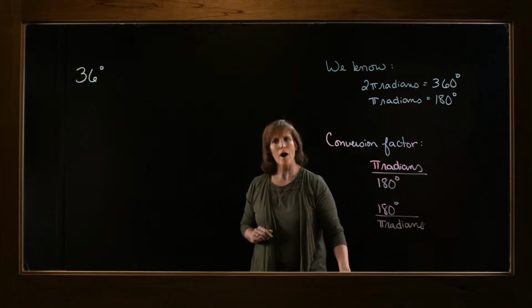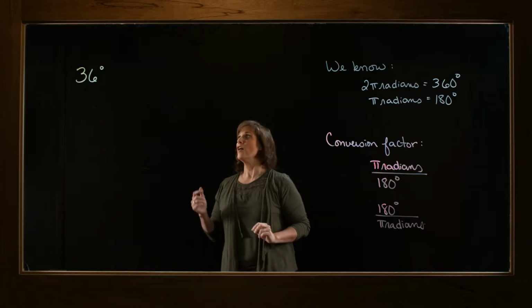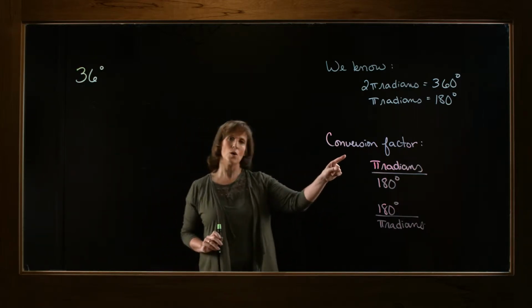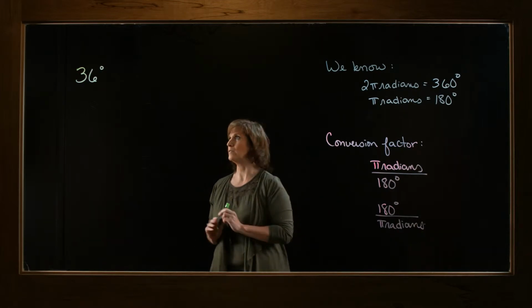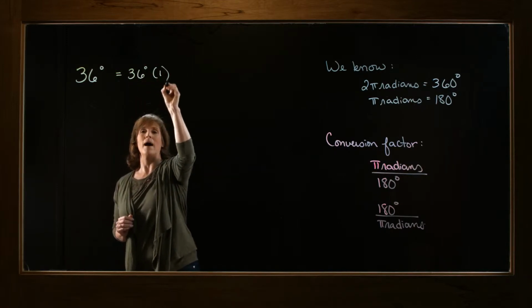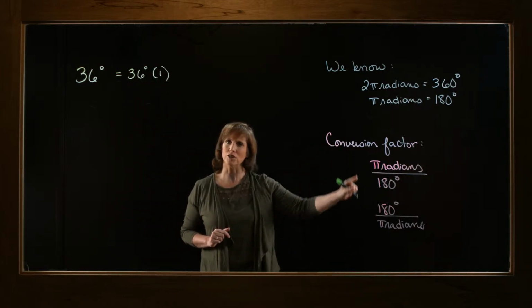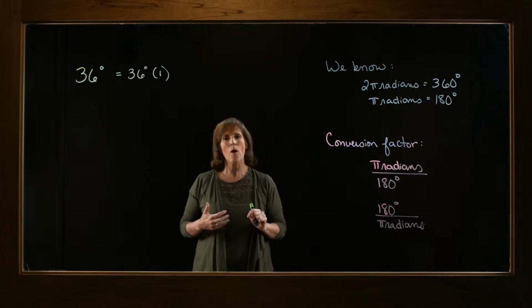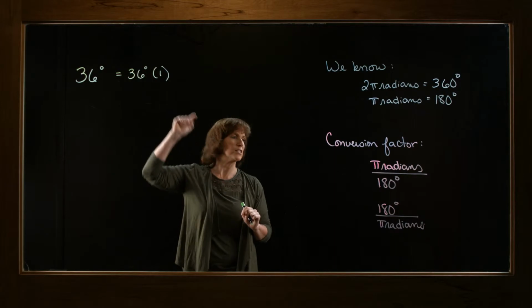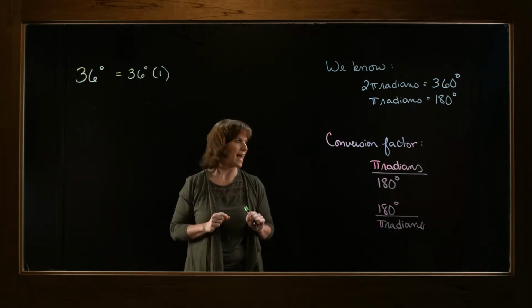So let's go back to our problem. I would like to convert 36 degrees into radians, so I need to choose which conversion factor I'm going to use. Really what I'm doing is taking 36 degrees and multiplying by 1, but which version of 1 should I use? Well, I want the answer to be in radians, and I notice that this is in degrees, so I want to be able to cancel the degrees out.